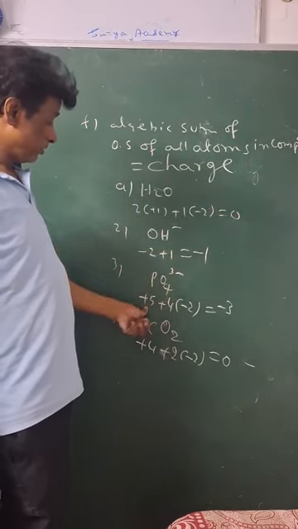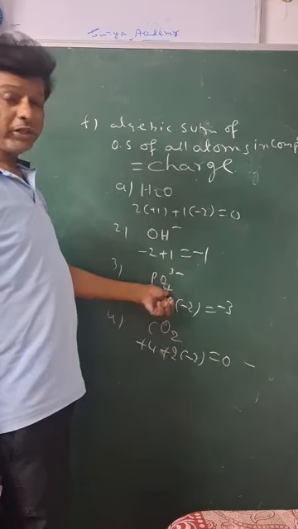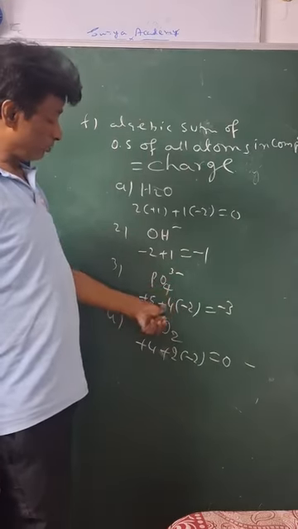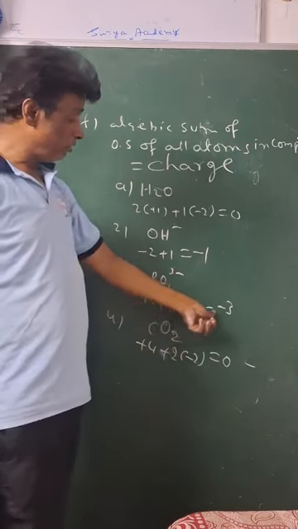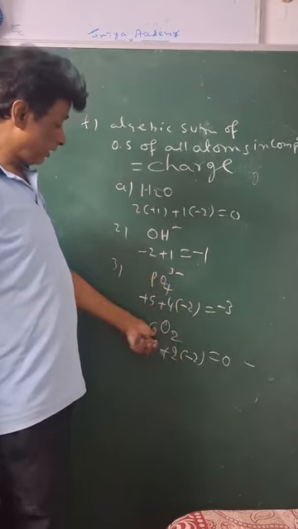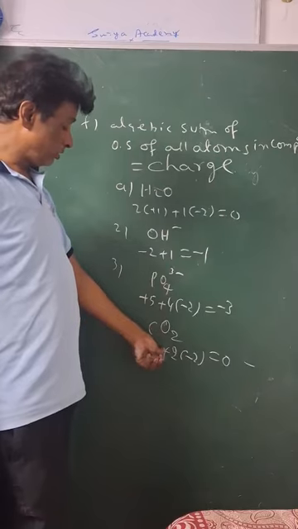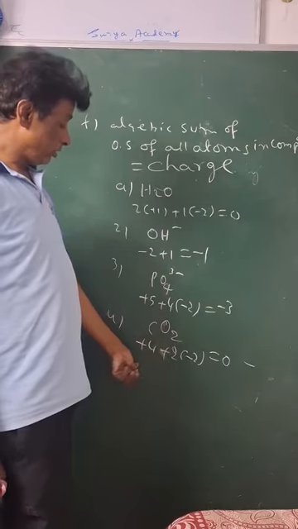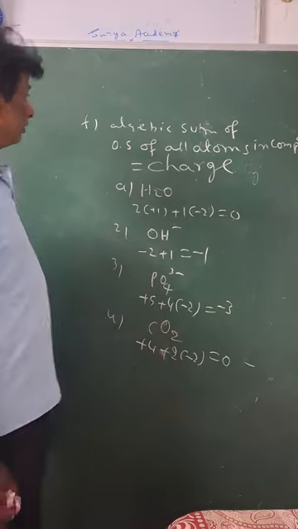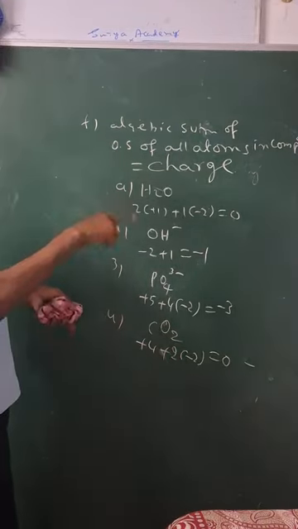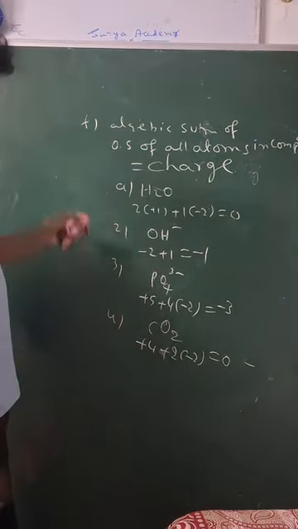PO4 3 minus. Phosphorus is plus 5. How many oxygens? 4 oxygens. 4 multiplied by negative 2, so the net is minus 3. Carbon dioxide: how many carbons? 1 carbon, plus 4. 2 oxygens, 2 into negative 2, so the net is equal to 0. Okay, the sum of all oxidation numbers is equal to the charge.